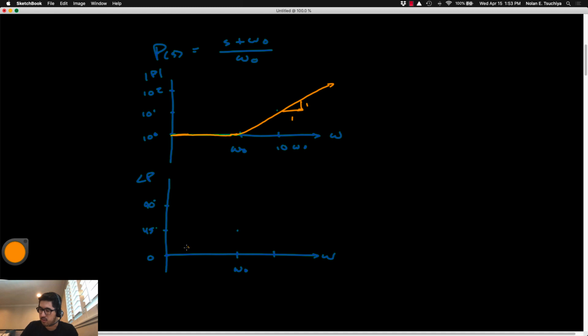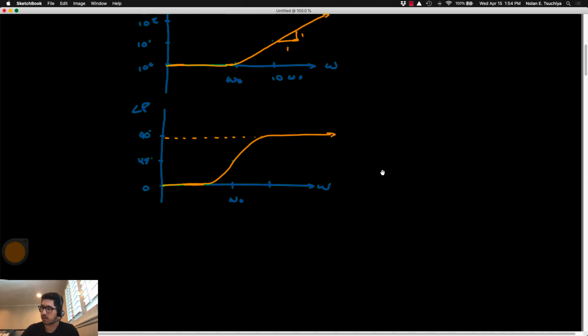The phase starts at 0, and rather than decreasing and starting to lag, it actually starts to lead the input. Okay, so it means we pass through positive 45 at omega naught, ultimately settling at positive 90 degrees of phase lead in the system. And this is very typical for this type of transfer function where you have the first order polynomial in the numerator. Okay, so this is your second fundamental transfer function, and this basically covers all of your first order transfer function scenarios. You either have a pole in the numerator or a pole in the denominator, right?